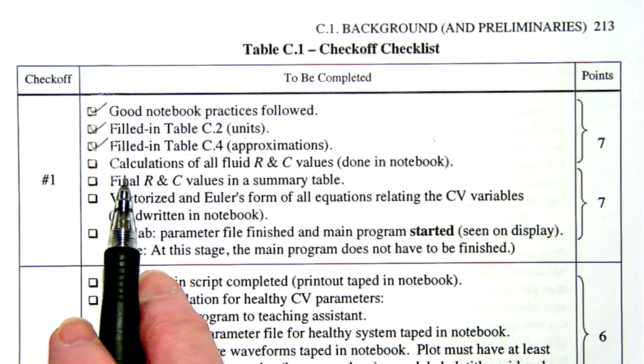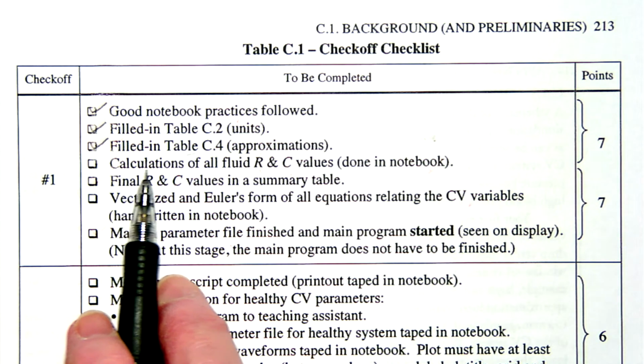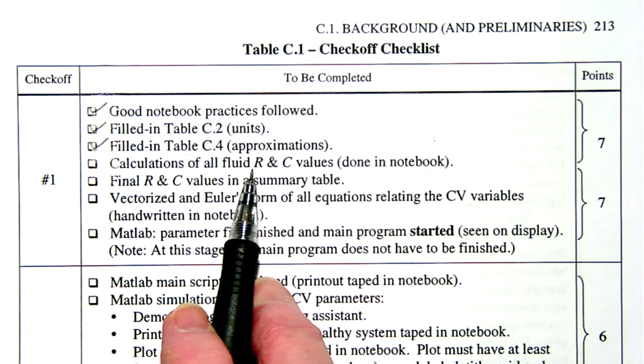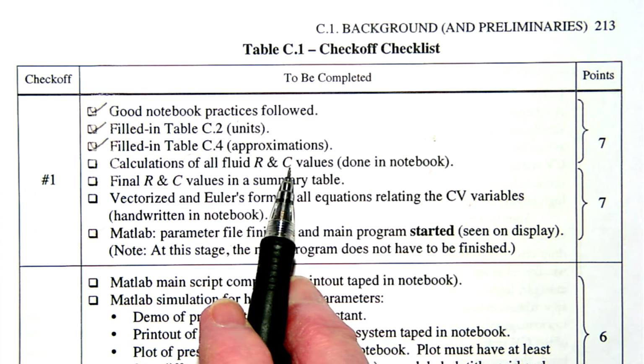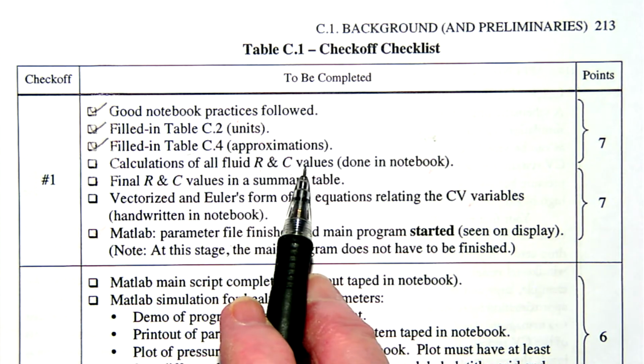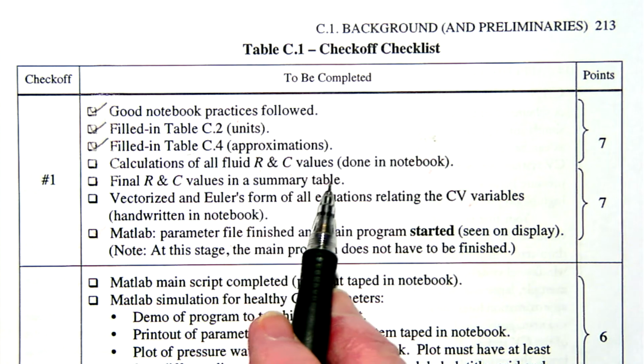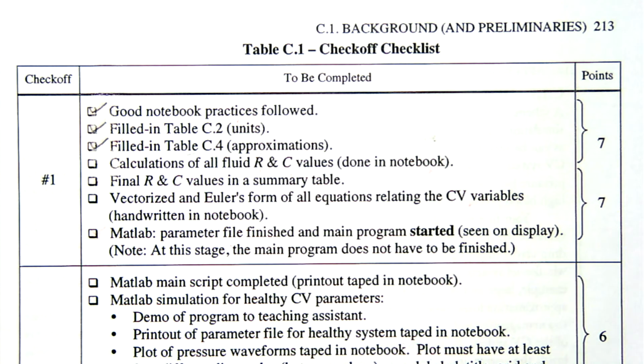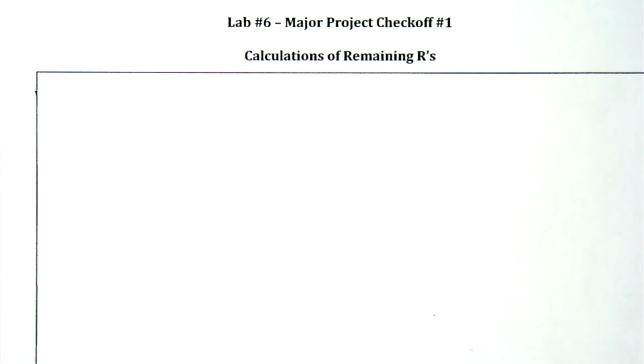Going on for this week, we need to finish up the calculations of all the remaining fluid R and C values. We did 2 of those last week. We need to finish those out, and we need to put them in a summary table. Now, where are we going to do those calculations? On the first 2 worksheets of this week's lab.